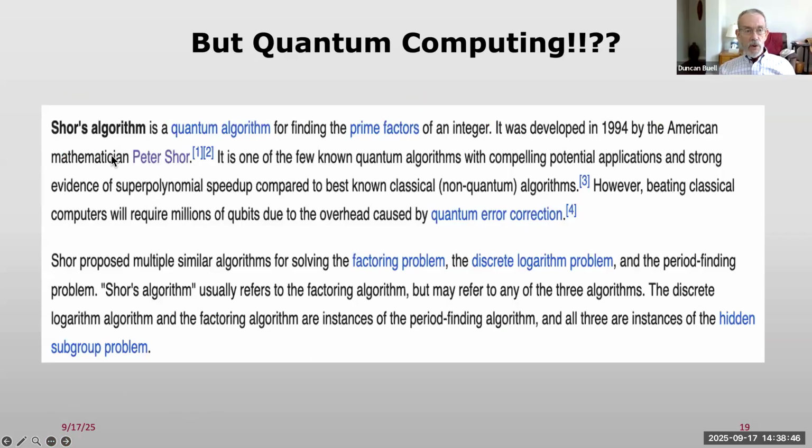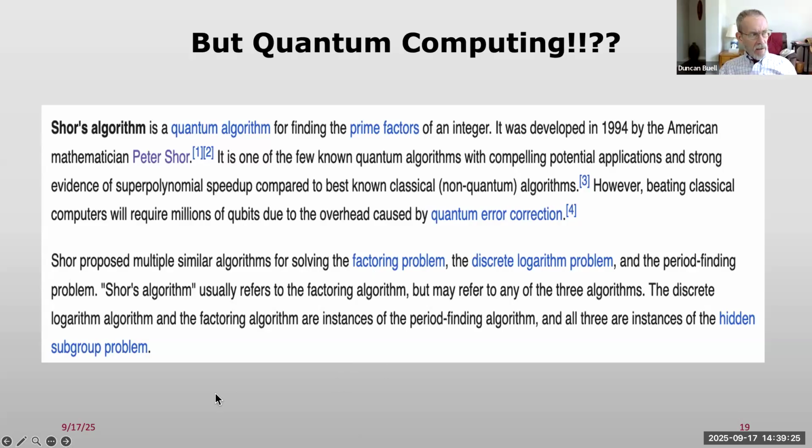Now, Shor's algorithm, Peter Shor, published 1994, and he showed that with a quantum computer of enough bits, he could factor, he could do the discrete log, he could do pretty much all of the computations necessary to break public key cryptosystems that are still pretty much the standard. Now they're saying millions of qubits.